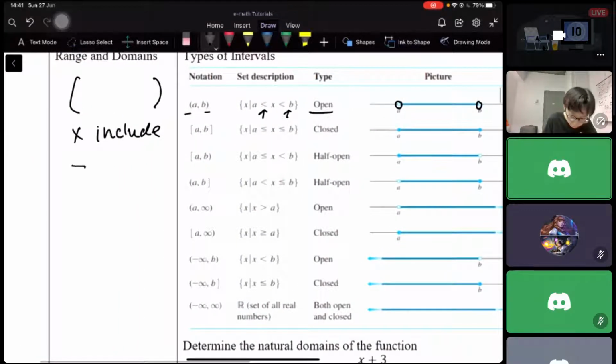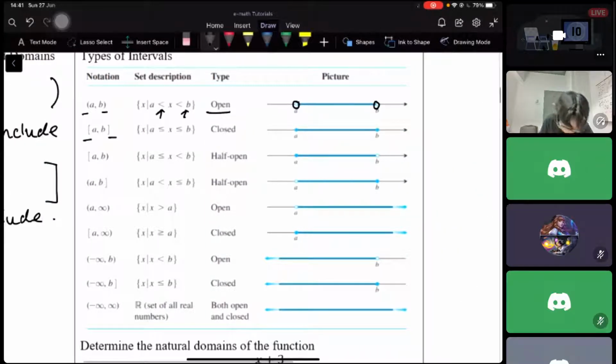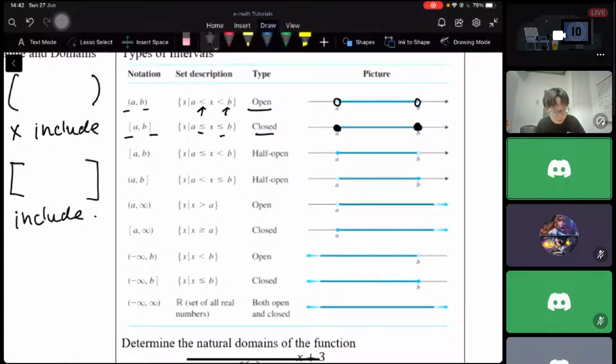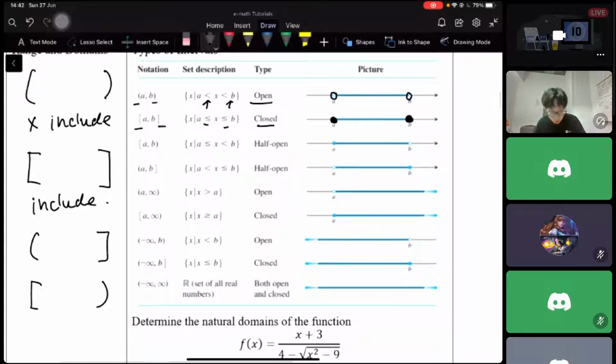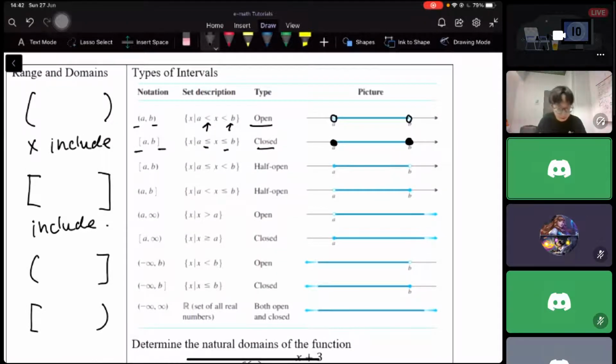And if it is a square bracket, it means include. Square bracket, include, and that is a closed interval. You'll use a solid circle. So this is how you write a notation, and of course you can have a combination of that. You can have like this, you can have like this. So this is how people usually write the notation, for the range and domain notation.